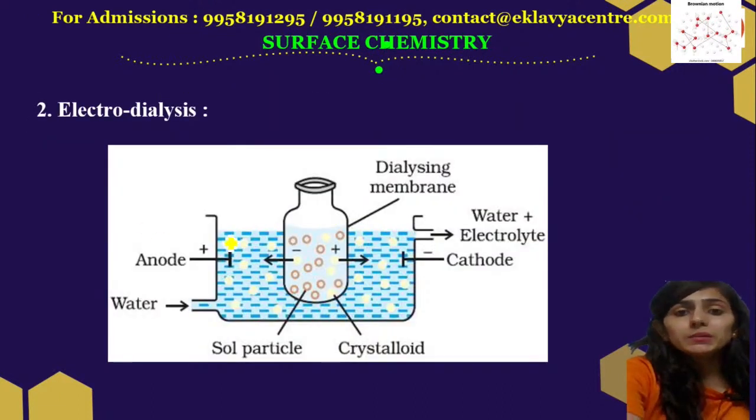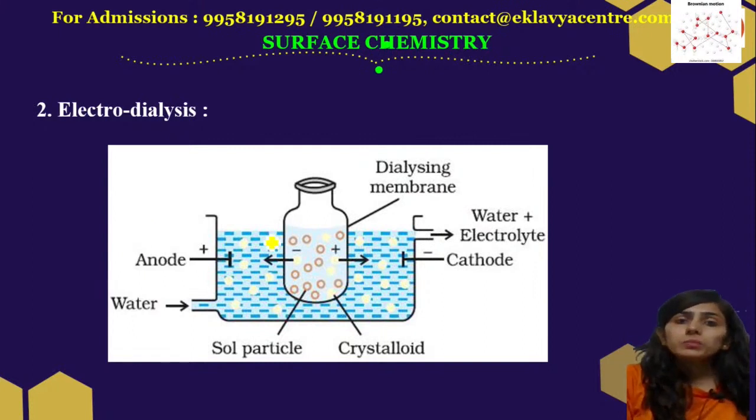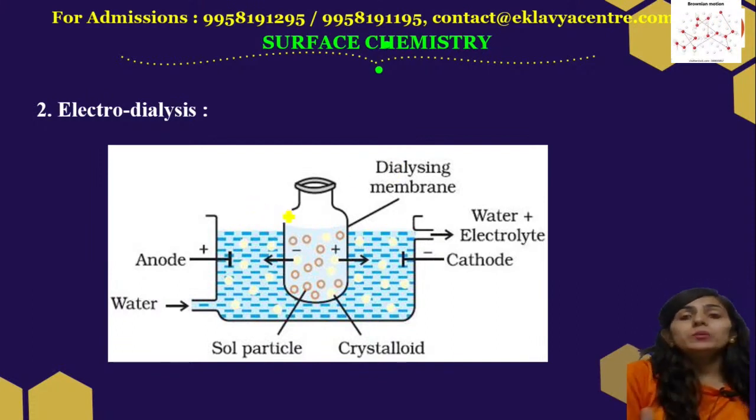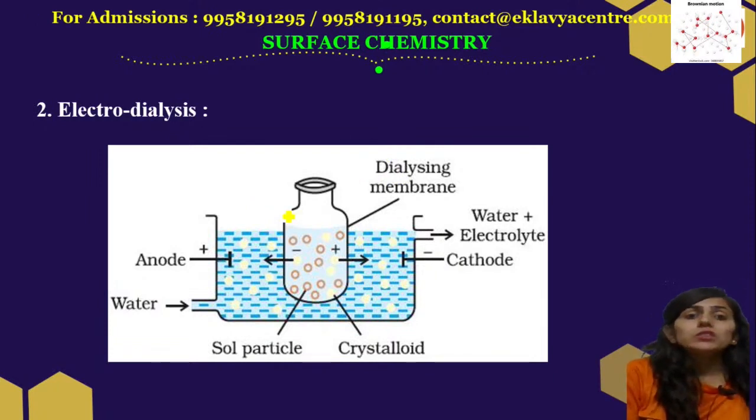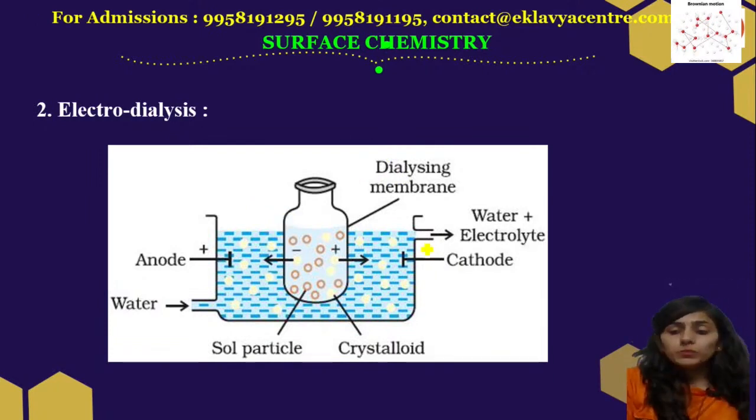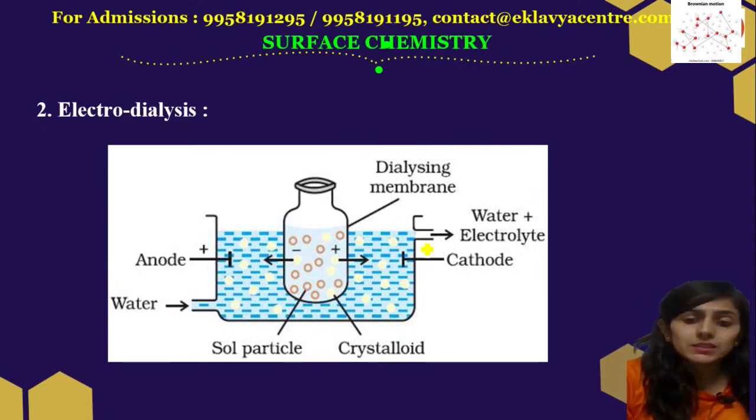So we know that some amount of electrolytes are also present in our sol. By using these electrodes, that is anode and cathode, the excess of electrolytes will be removed from our sol, and we will get pure sol back. The electrolyte has both positive and negative charges. The negative charge will move towards the anode and the positive charge will move towards the cathode, and in the end we'll have our pure sol.